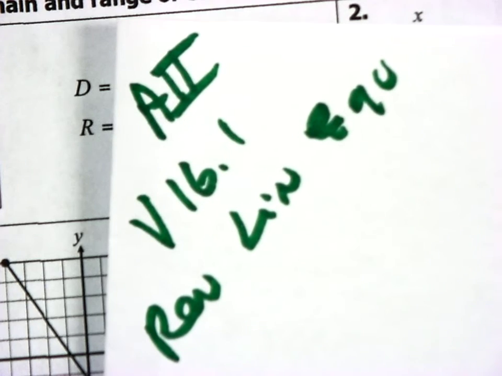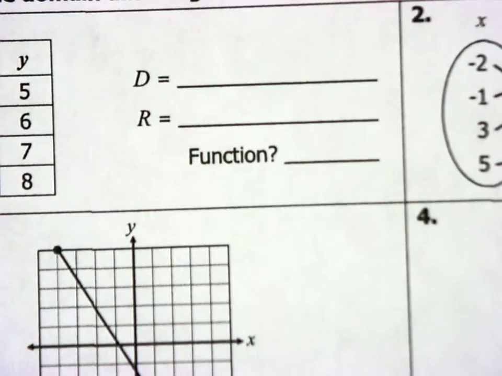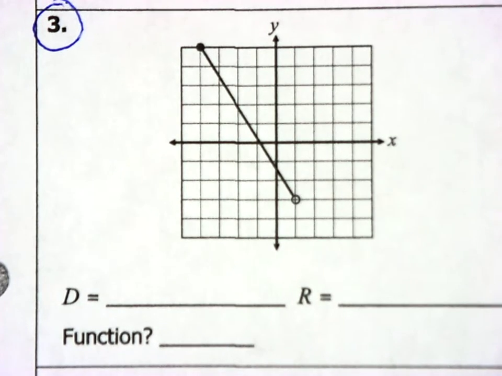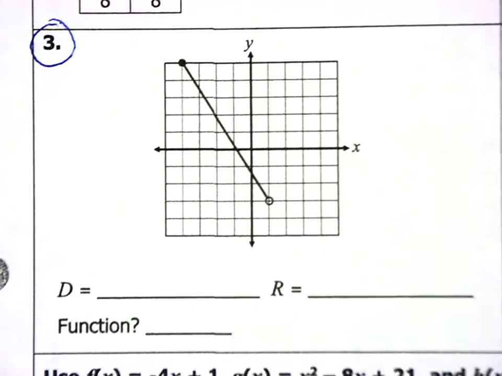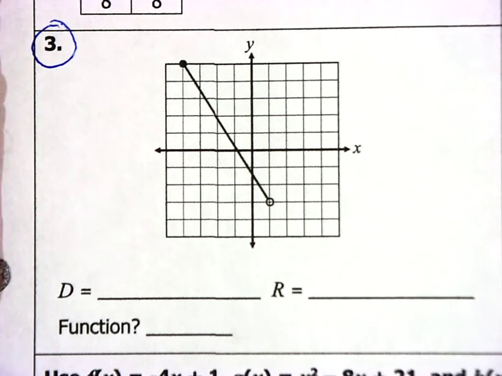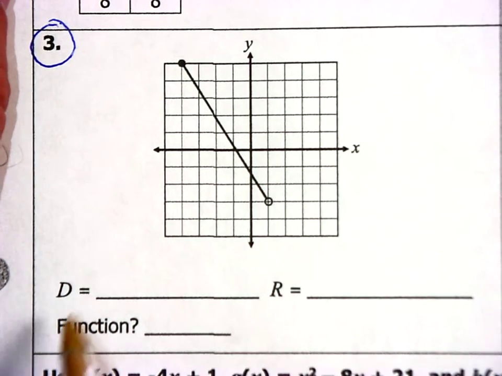Anyway, video 16.1 is a review of linear equations and all that. I just thought we'd jump through a few and make sure that you're good with the review. So the first one I want to start with is we're going to go back to the terms domain and range. Remember, domain was another word for the x's of your ordered pairs, and range is another name for your y values of your ordered pairs. Okay, so let's do domain.